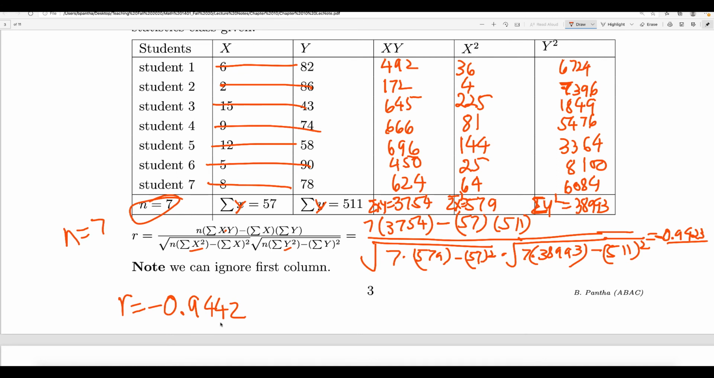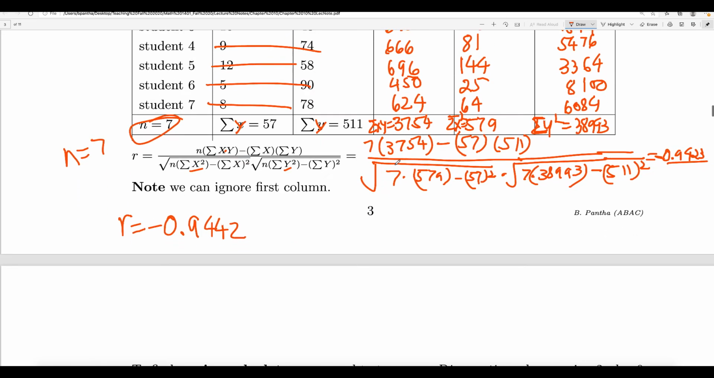All right, now it is close to -1, right? Close to -1 means it has a negative linear relationship. What does that mean? That means if you increase the value of x, y will decrease. And that makes sense, right? If number of absences increases, then the grade will decrease, right? If you decrease the number of absences, then the grade will increase. That's what it says, okay? It has a negative correlation.